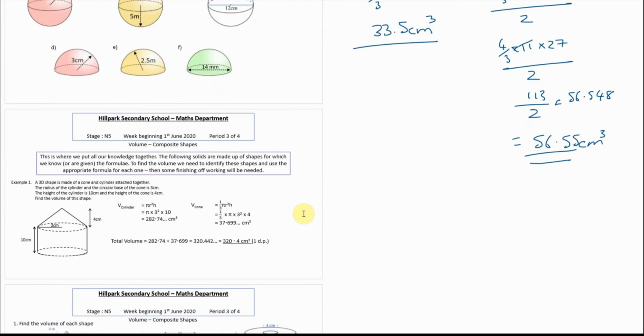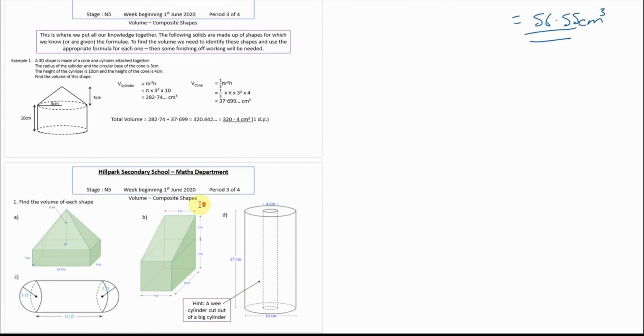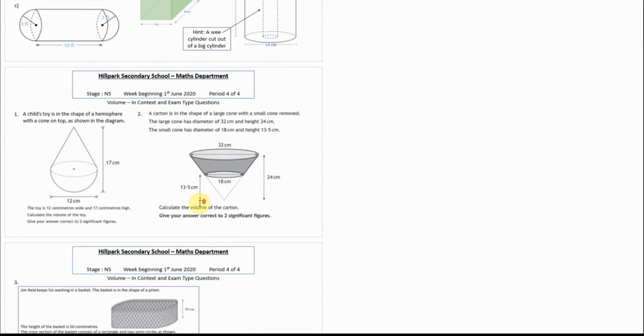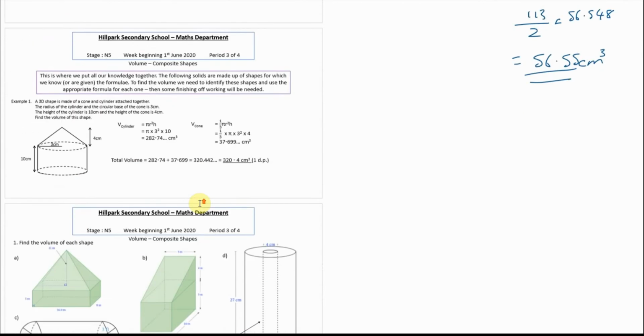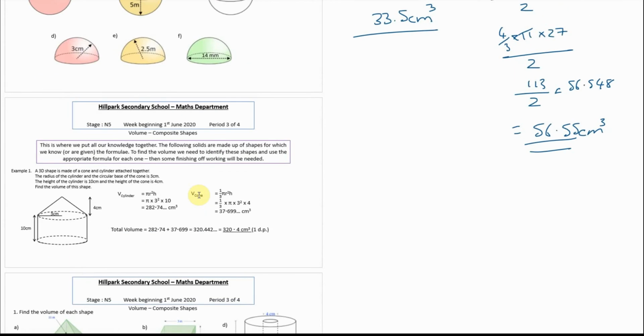Straightforward. The next bit here, which we're going to go on to, which is getting more to the National 5 type work, is really just saying identify your shapes and break them down. So look for, this is what's called a compound shape. So look for the two shapes. Call them shape 1 and shape 2, work out the areas and then add them together.